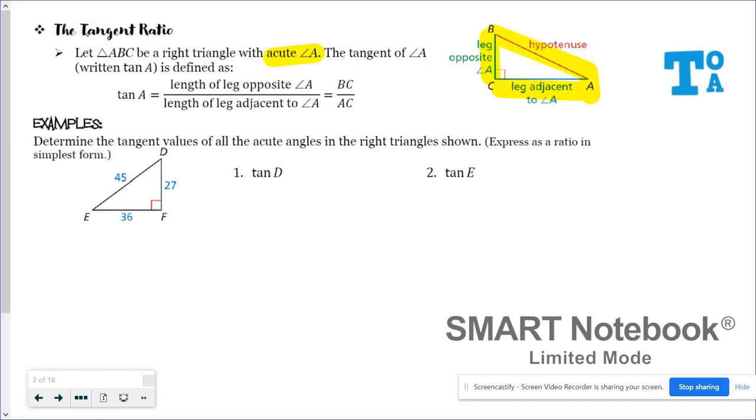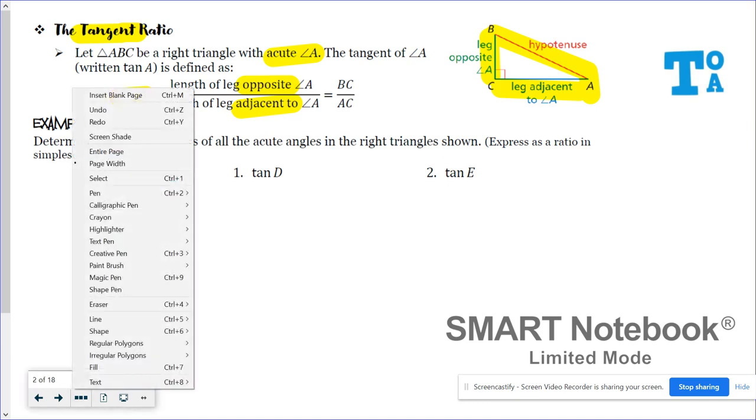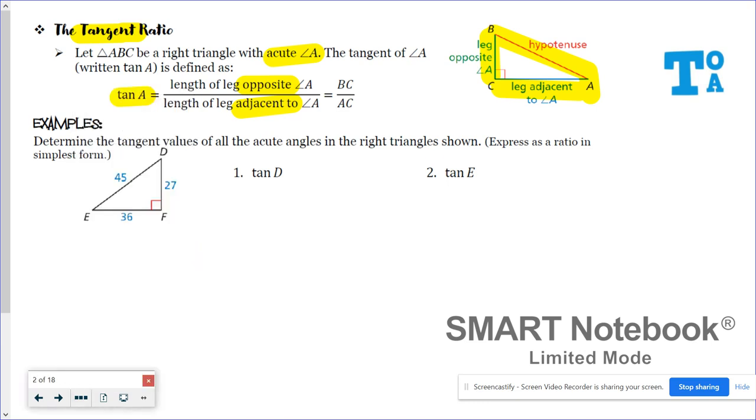Tangent, which is abbreviated tan, is going to be the ratio of the leg opposite the angle to the leg adjacent to the angle. So opposite over adjacent, that's the ratio rule. And like over here, this is just a really abbreviated way of expressing that rule. So T is for tangent, O for opposite, A for adjacent, because tangent is opposite over adjacent.